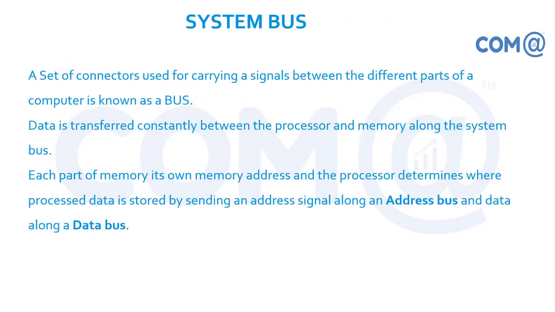System bus: a set of connectors used for carrying signals between the different parts of the computer is known as a bus. A bus always carries a signal, and based on the type of data it carries, we can call it an address bus or a data bus. If it carries only the address, it is called an address bus. If it carries data, it is called a data bus.